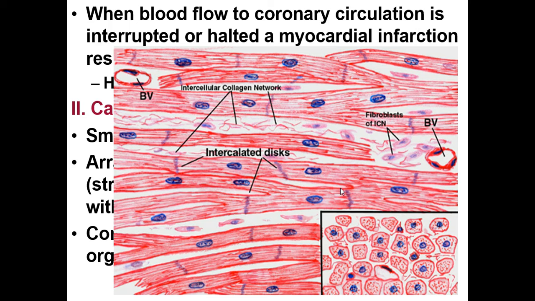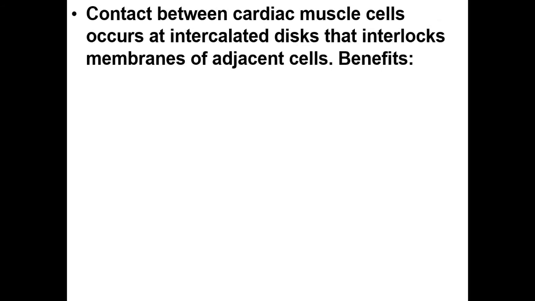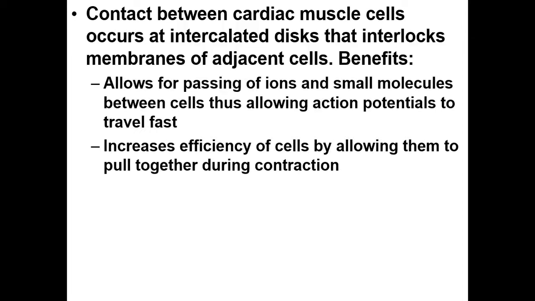The defining feature between skeletal muscle and cardiac muscle is that cardiac muscle tissue has intercalated discs. That's huge. The reason it looks like there's spacing here is because there is a collagen and elastin network, which we'll get into in just a little bit. But keep in mind, intercalated disc presence indicates cardiac muscle cells. The intercalated disc between them is kind of like a membrane that interlocks the adjacent cells. This has huge benefits for the cardiac muscle tissue.